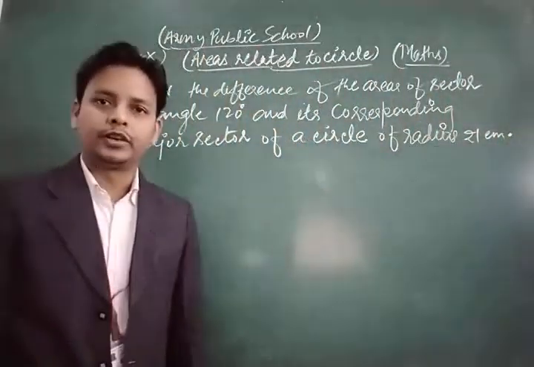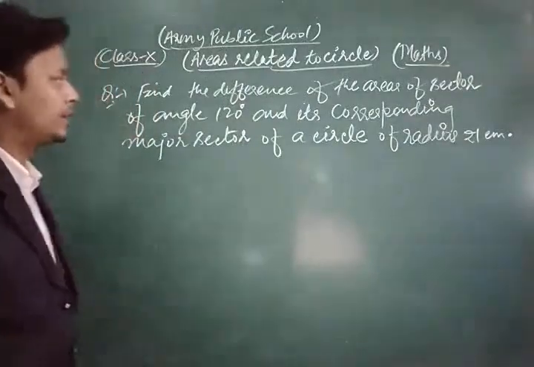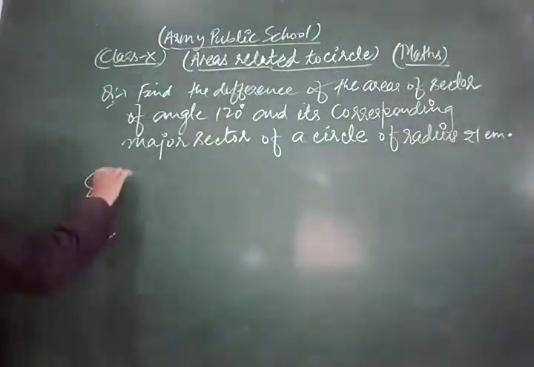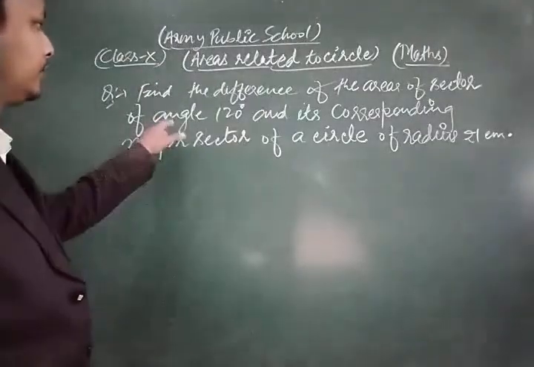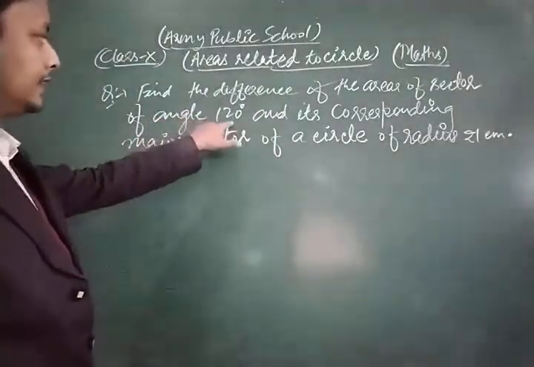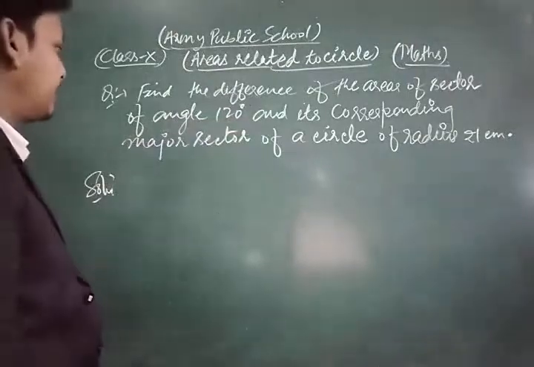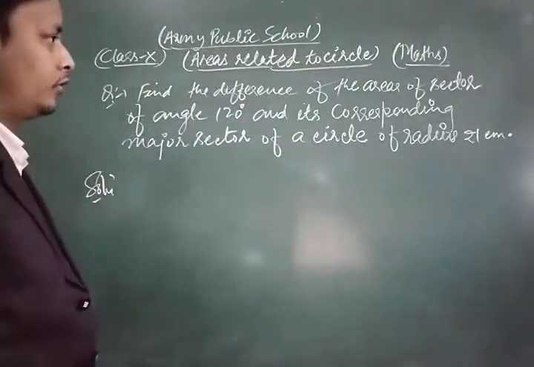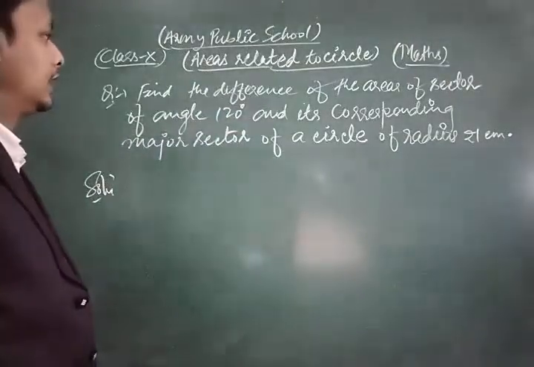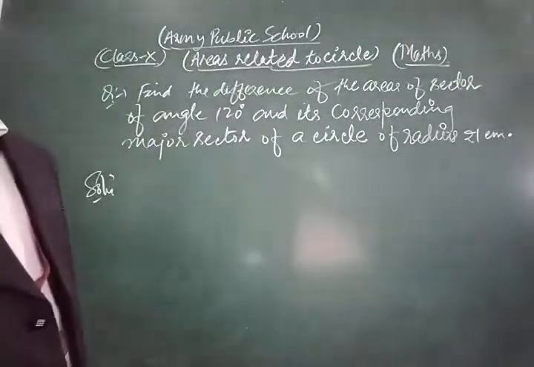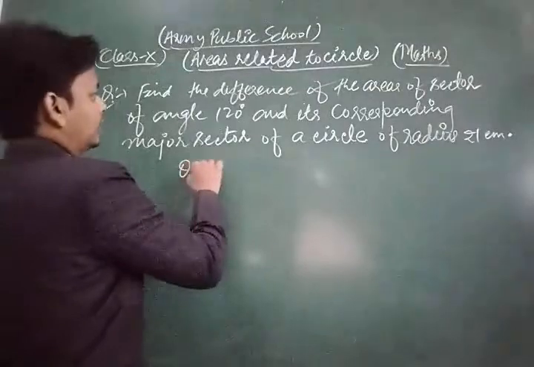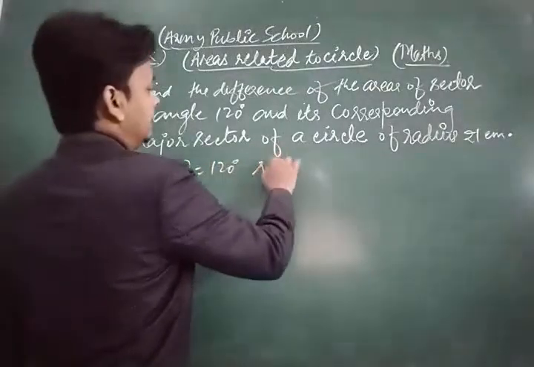Of radius 21 centimeter. This is the question. This is a very important question. Let's see its solution. Here, find the difference of the areas of sector of angle 120 and its corresponding major sector of a circle of radius 21 centimeter. So now, first of all, here central angle is given as 120 degree and radius is given as 21 centimeter.